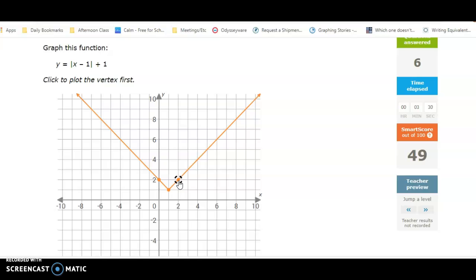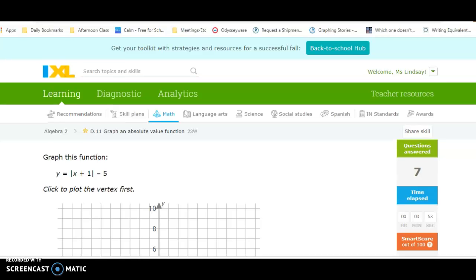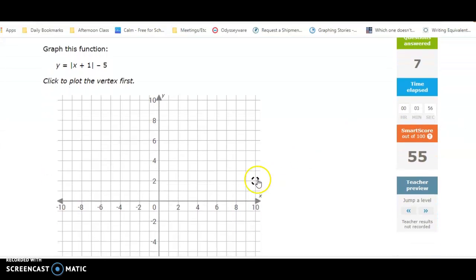Okay, so the A number, that would be the number in front of the absolute value bars. There is no number there. So that's why it's up 1 over 1. It's shifted to the right one because of the -1 inside the absolute value bars, and it's shifted up 1 because of the 1 on the outside. So this one is going to be shifted left 1 and down 5. And that's the vertex, and then from there, up 1 and over 1.